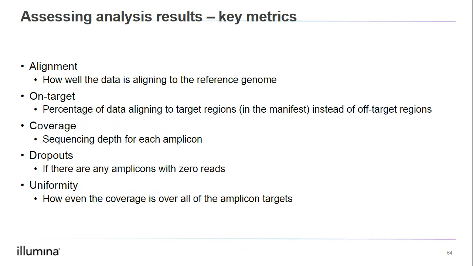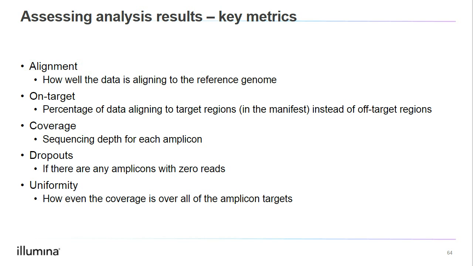Now that we have the files needed to start our analysis, let's review the results of our analysis. First, we will focus on alignment metrics. Our first metric is alignment, so how well or what percentage of the reads are aligning to the reference genome. Then, on target. This metric tells us what percentage of the reads are aligning to the targeted region.